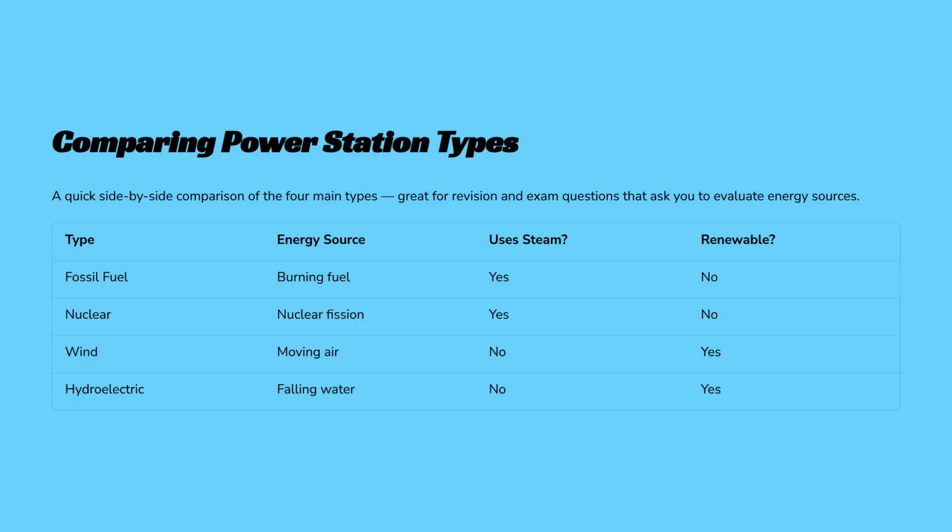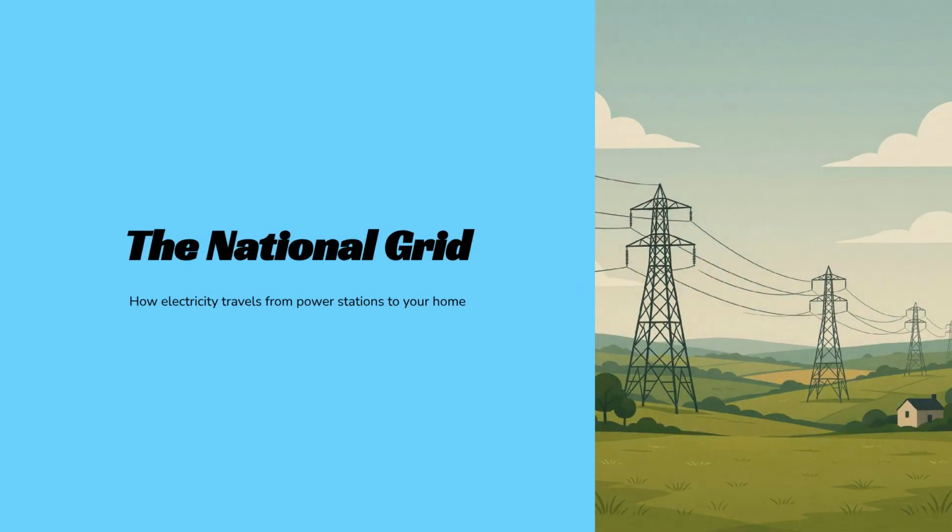To help with your revision, this table compares the 4 main types of power stations. Note which ones use steam and which are considered renewable. Now let's look at the national grid. This is the vast network of cables, pylons, and substations that transfers electrical energy from power stations to your home.